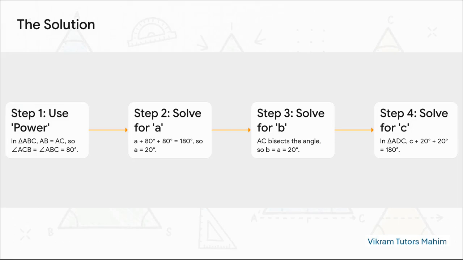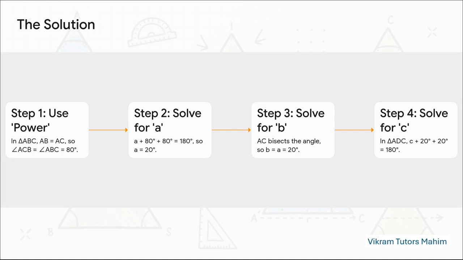Let's break this down. For step 1, just look at the big triangle, ABC. See those little hash marks on sides AB and AC? That's our clue. It means those sides are equal. So we use the power, which tells us the opposite angles must be equal too. So angle ACB is also 80 degrees. See? Easy. Now for step 2, we find angle A.